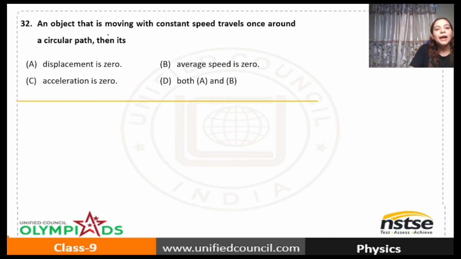Next question. An object that is moving with constant speed travels once around a circular path. Then its A, displacement is 0, B, average speed is 0, C, acceleration is 0, or D, both A and B.